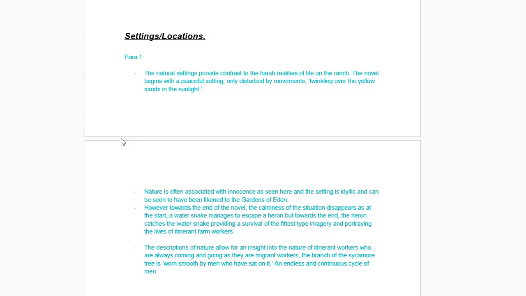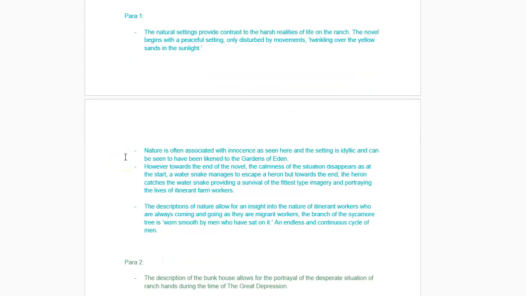It's a very natural, very calm situation, as the quote here says, twinkling over the yellow sands in the sunlight. And nature is often associated with innocence. Hence you've got an idyllic setting, which can be likened to the Garden of Eden. Therefore, it's a big juxtaposition to the harsh reality of the Great Depression and what the ranch hands have to go through on the ranch: the long hours, the poor pay, this lack of welfare.